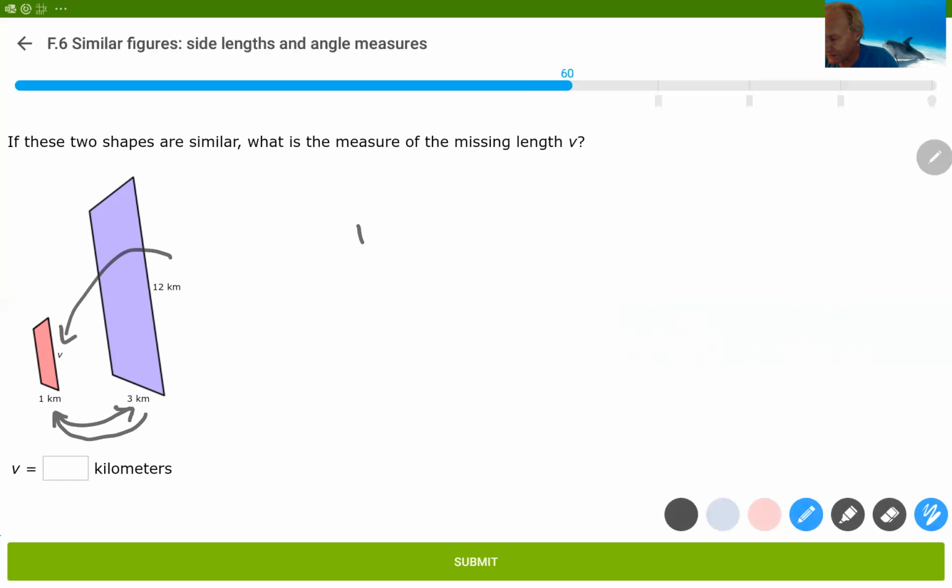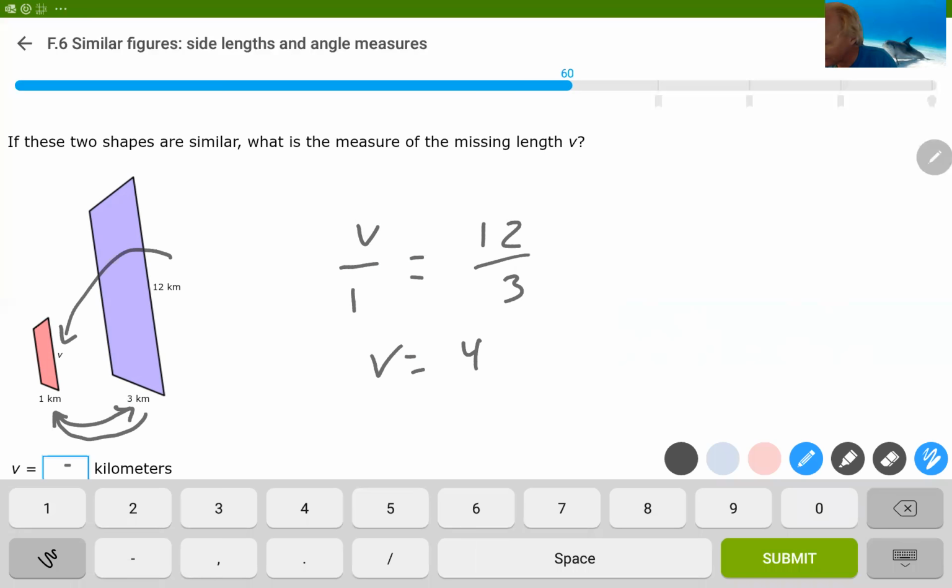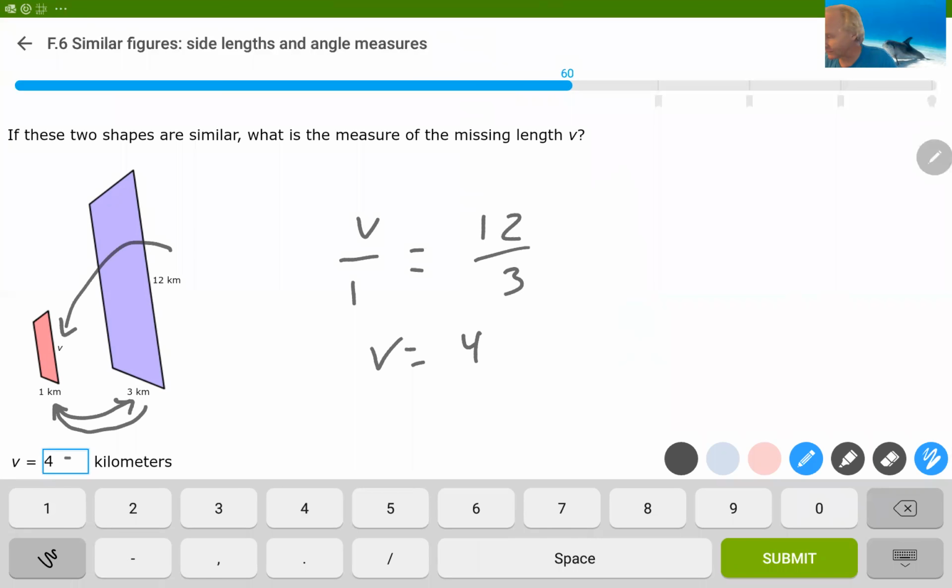Of course, you can always set it up. V over 1 is equal to 12 over 3. And reducing gives us V equals 4. So this is 4 kilometers. You need to make sure your units actually match as well.